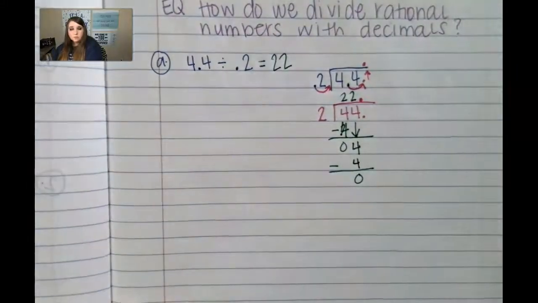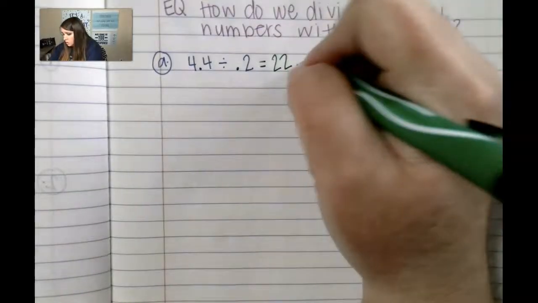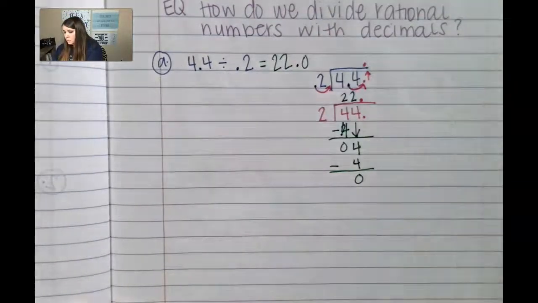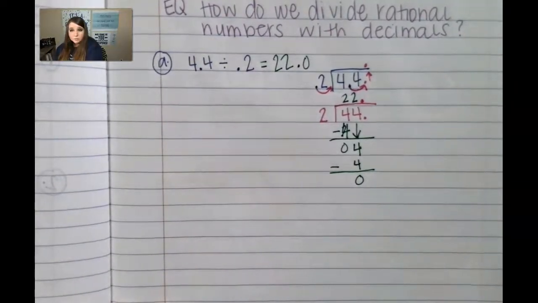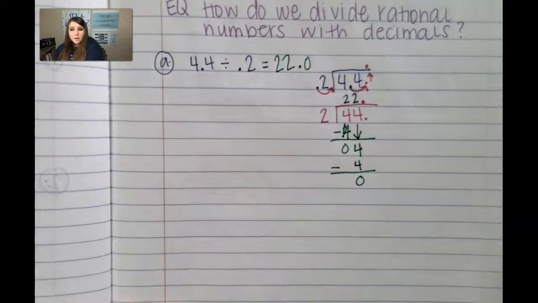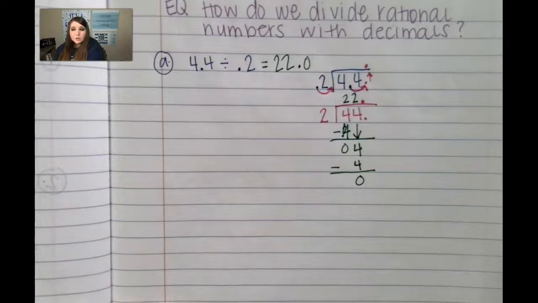There is no more moving of the decimal. It could be 22.0 if you wanted to, but 22. The only movement of the decimal that you need to do when it comes to division is at the very beginning. There's no more putting it back in.